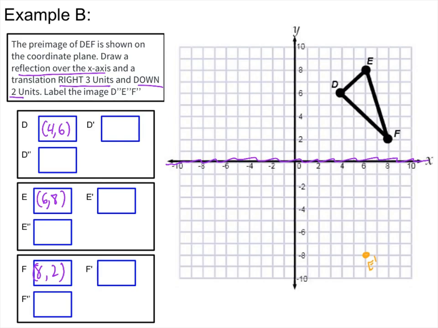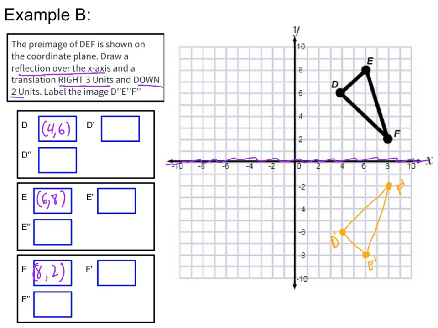All right, now we're going to go on to D. D looks like it's up 6, so we're going to go down 6. And again, label that D prime. And then F looks like it's up 2, so we're going to go down 2, and that's F prime. So now that we've got all of our points, we're going to put them together to make our decent looking triangle, and now we're going to write down the points that we have.